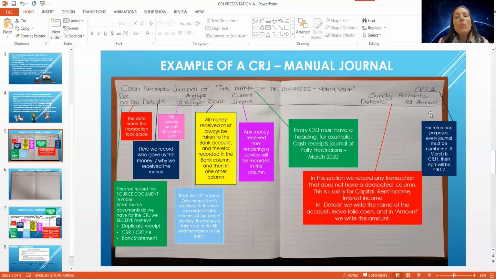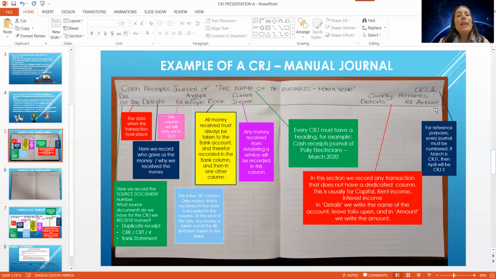Now, this section we use for any transaction that does not have its own column. So now we're immediately thinking of capital. When the owner gives capital to the business, there's no column for capital. Nothing stops the business owner from opening an account and opening a column for that. That is his prerogative, but mostly we use the sundry account section for that.